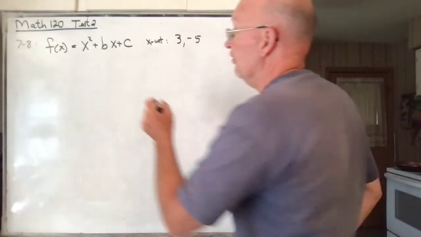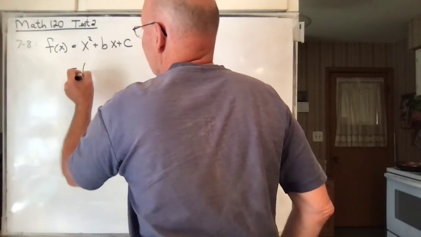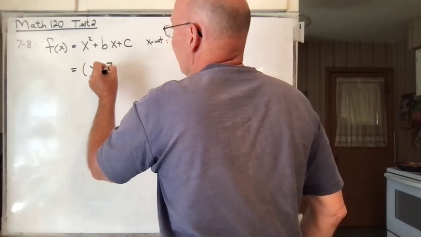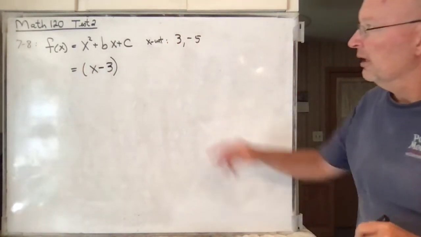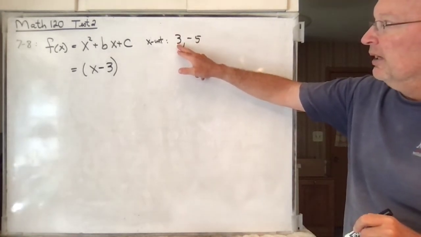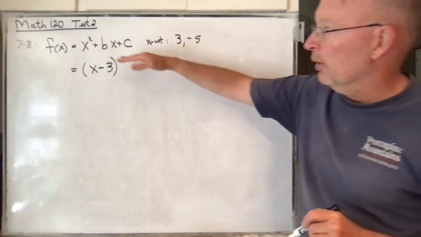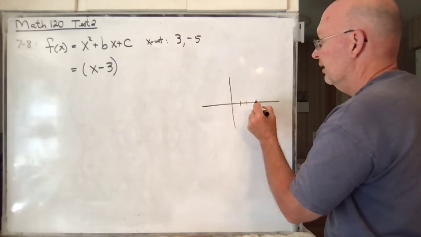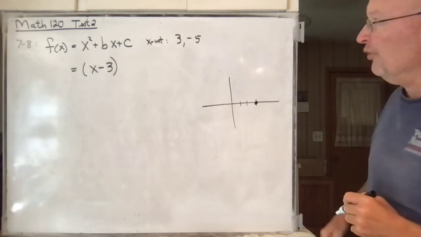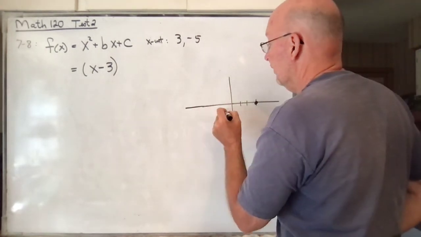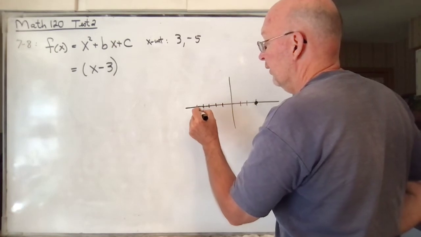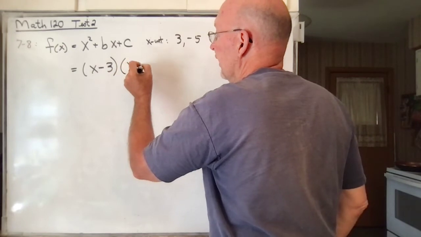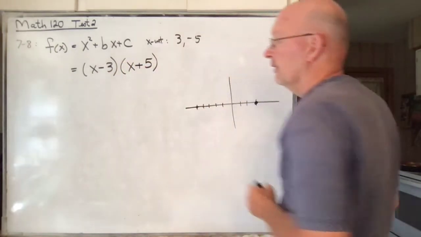Since those are the x-intercepts, I know that f of x is then got to look like this. If it goes through 3, then x minus 3 would be a factor, because that means that 3 would be an x-intercept. That's the place where it crosses the x-axis. 1, 2, 3, right there. Okay? It also crosses the x-axis at negative 5. 1, 2, 3, 4, 5, right there. So that means that I need an x minus a negative 5. That is an x plus 5 right there.